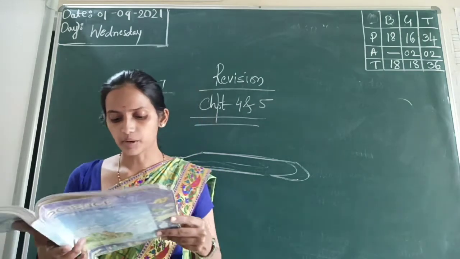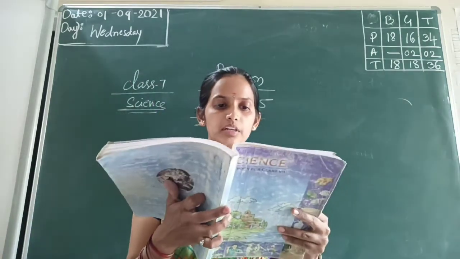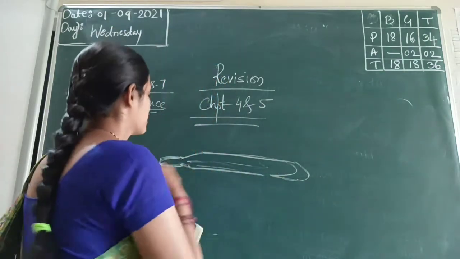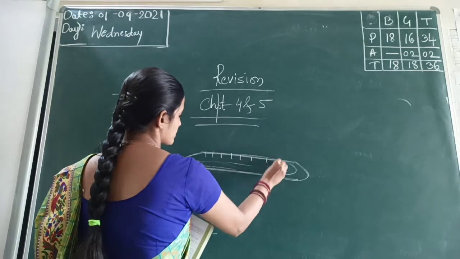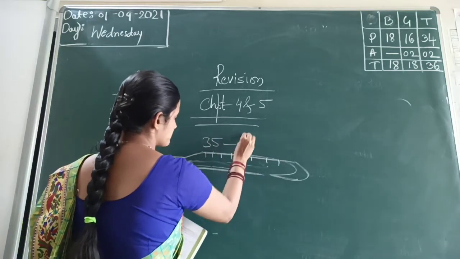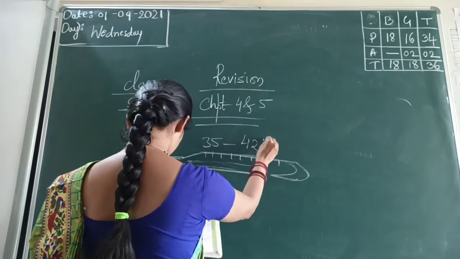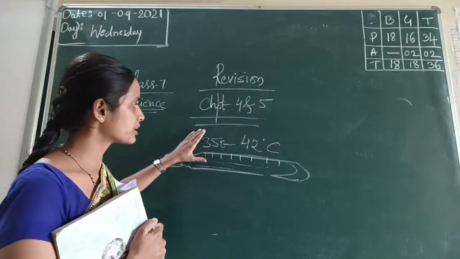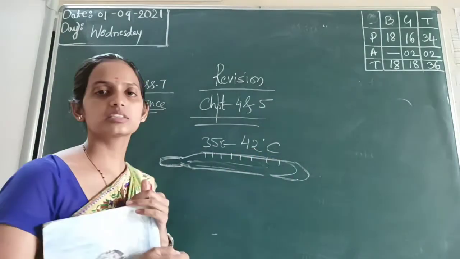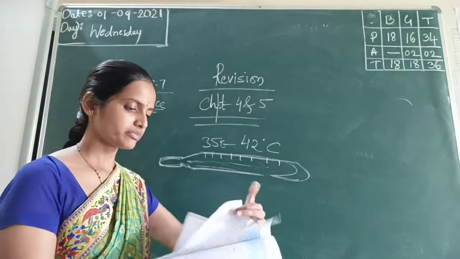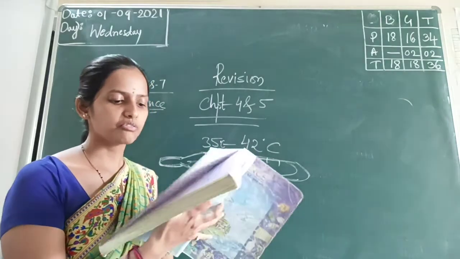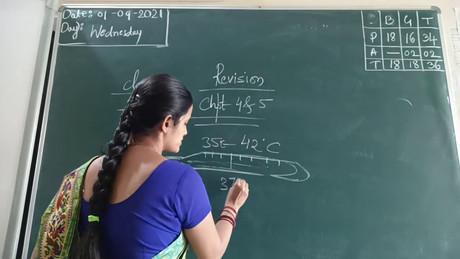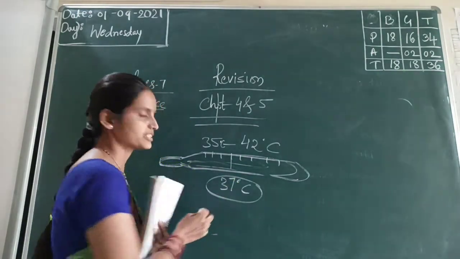A clinical thermometer reads temperature from 35 to 42. So it has a range, there is a scale. It will start reading from 35 degrees Celsius up to 42 degrees Celsius. So what is the normal body temperature? The normal temperature of a human body is 37, the standard temperature, that is 37 degrees Celsius.